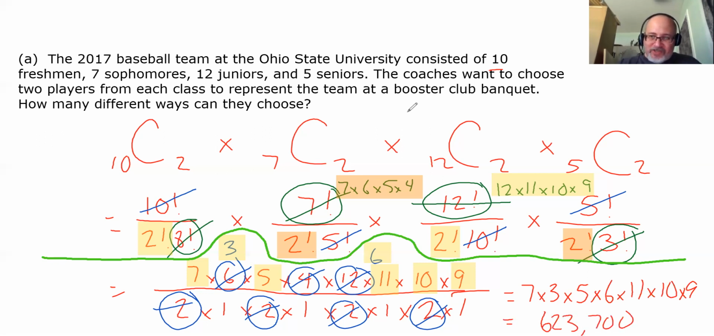623,700. Now, I do want to emphasize something. I know I did a lot of writing and canceling to get it down to a point where it was just a multiplication problem without fractions. But I know what some of you are probably thinking. Do I need to do all that? And the answer is not really. Here's what I mean.